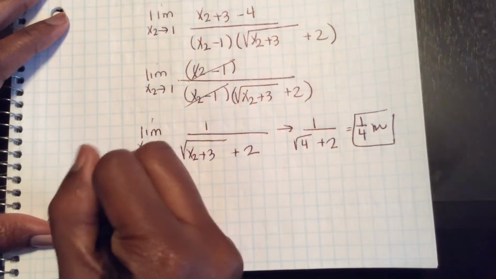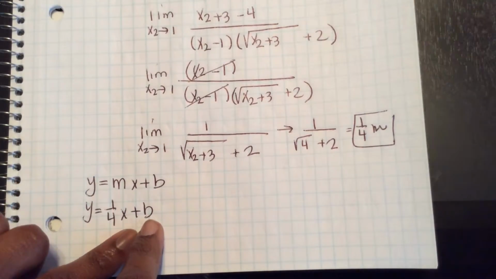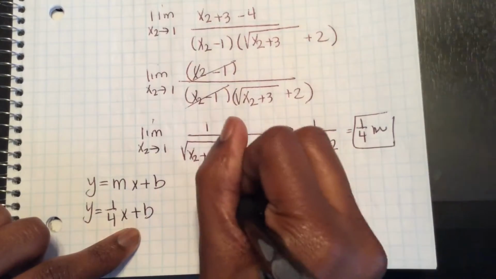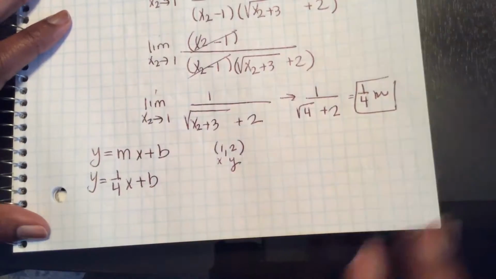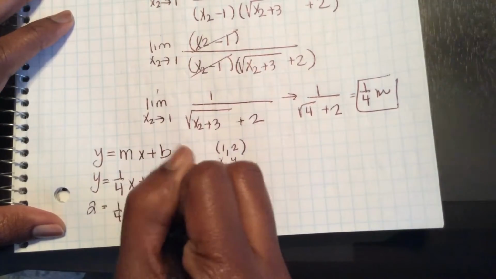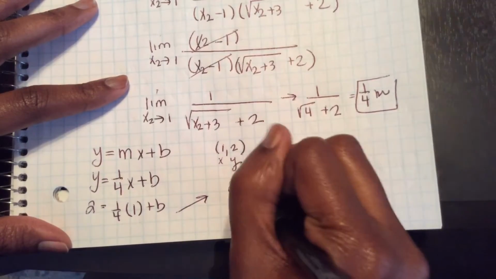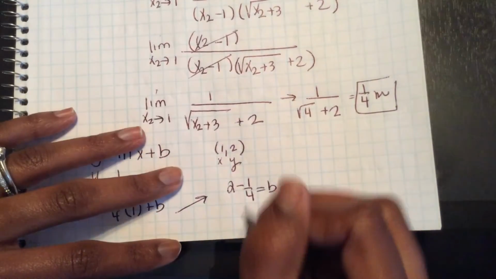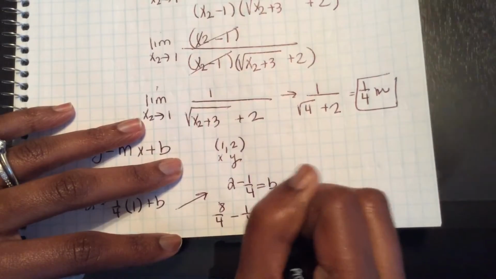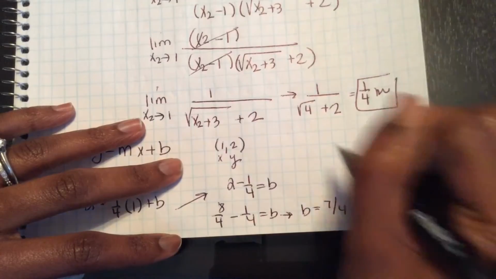So now that I have my slope, remember my tangent line is y equals mx plus b. We know our slope is 1/4, but we need to find b. Remember, we were given this one point, x, y, that our tangent line should go through. 2 equals 1/4 times 1 plus b. So I have 2 minus 1/4 equals b. That is 8/4 minus 1/4 equals b, or b equals 7/4.